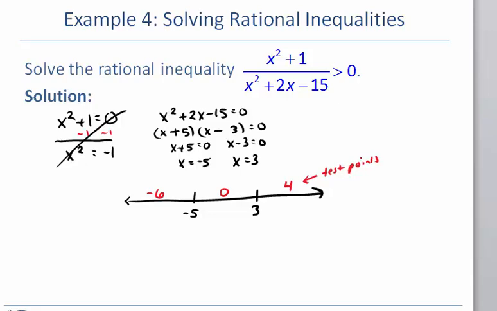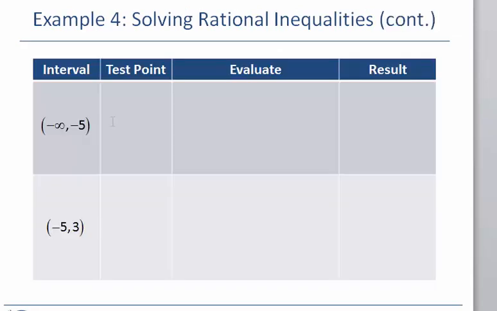Okay, so let's go ahead and look at this in a table now that we've done this. Our first interval runs from -infinity to -5. That is this first section of our number line right here. We said that our test point was going to be -6. So what we want to do now is plug that test point into our original problem. Let me just write it up here, x squared plus 1 over x squared plus 2x minus 15. And so we're going to plug a -6 in for the x.